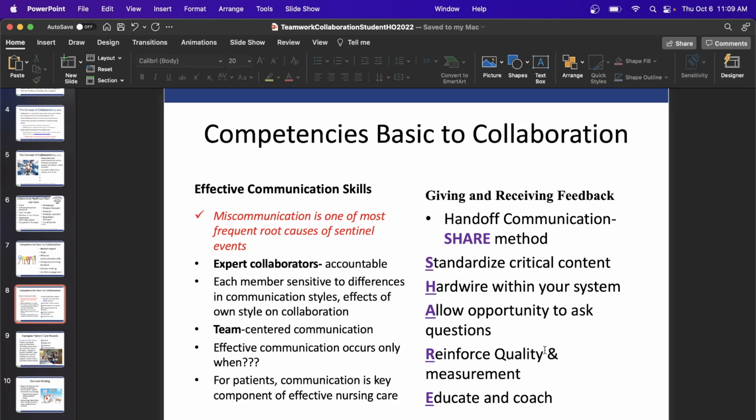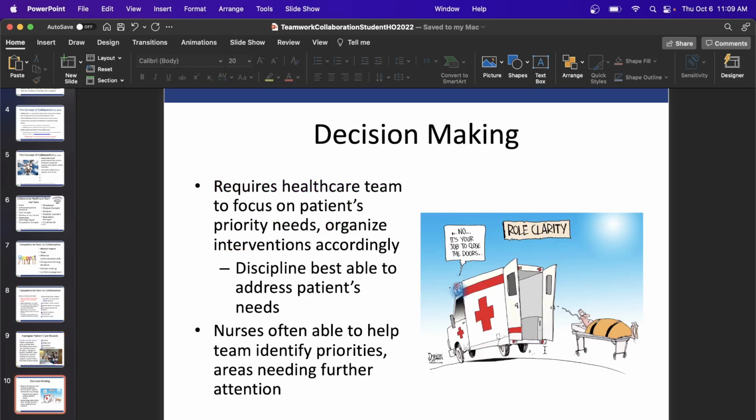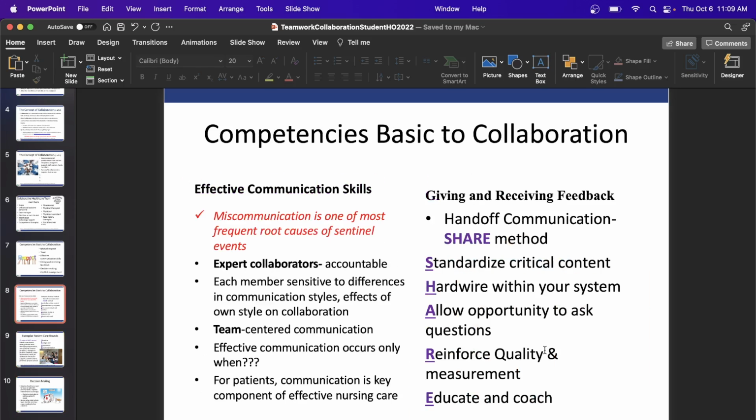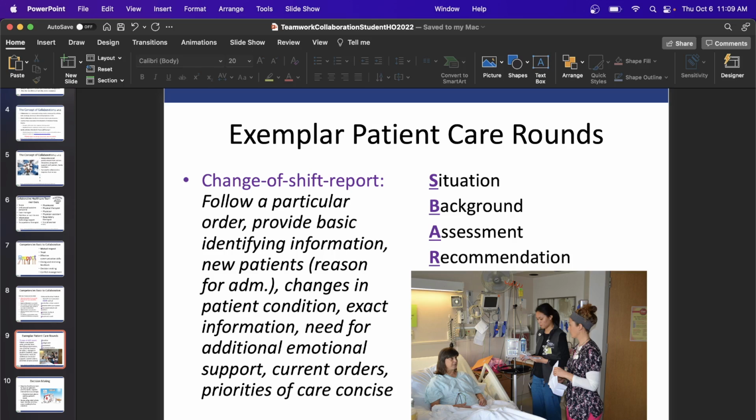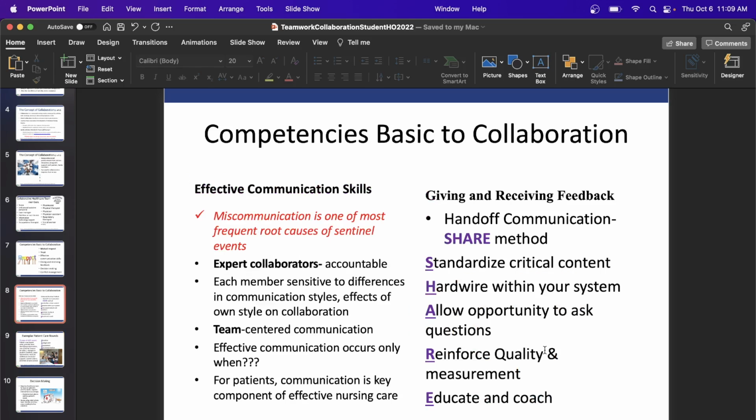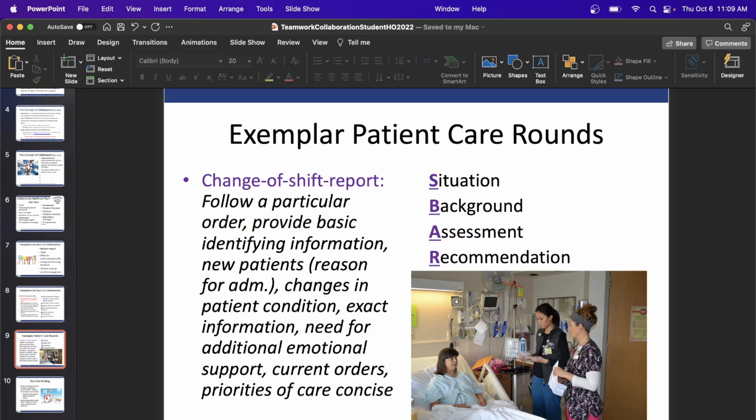The change of shift report is, again, very important. Teamwork, collaboration, keeping the patient safe. This is when you do your initial survey. It should be done at the bedside. You're looking at whatever's running. You're noticing if the patient has oxygen in their nose. You're noticing if they have lines. You're noticing how they're breathing. You're noticing their color. So it's all of that initial information.